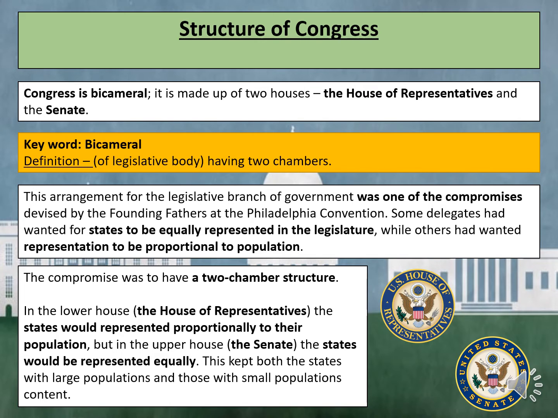In the lower house, the House of Representatives, the states would be represented proportionally to their population, but in the upper house, the Senate, the states would be represented equally. This kept both the states with large populations and those with small populations content.